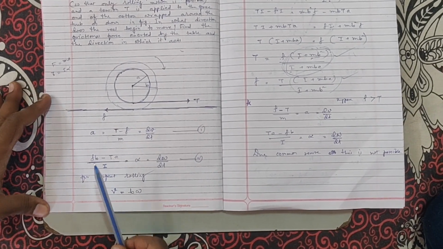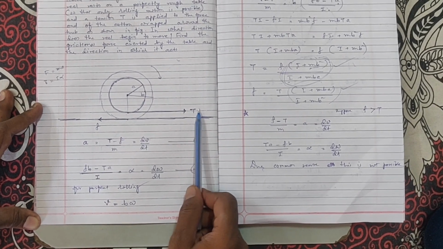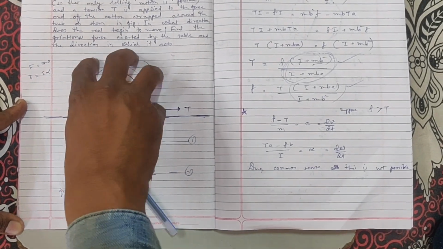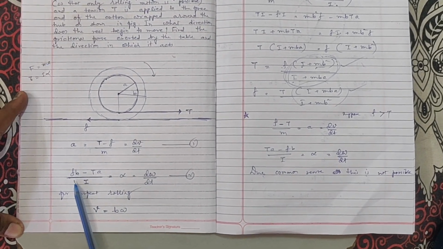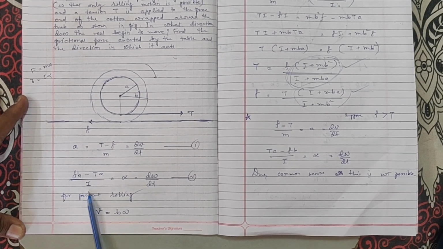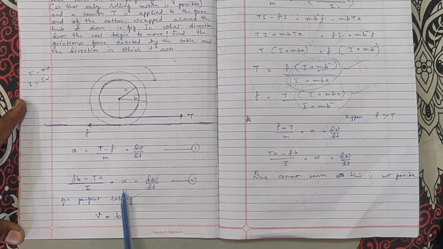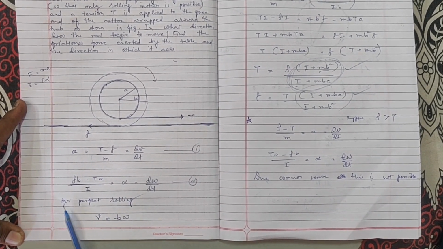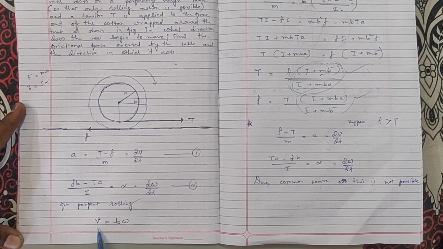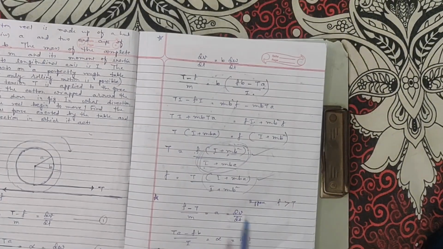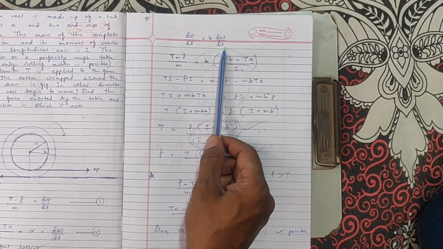And what about torque? So we are considering acceleration in forward direction. So T must be greater, and the rotation should be in clockwise sense. So torque due to friction force must be greater. So (Fb minus Ta) by I is alpha, which is d omega by dt, rate of change of angular velocity, called angular acceleration. And we know that for perfect rolling V should be equal to omega r, but this time r is B. So V is B omega.